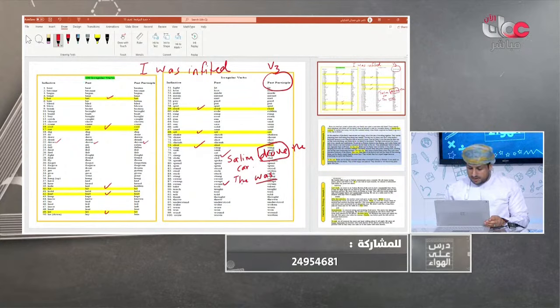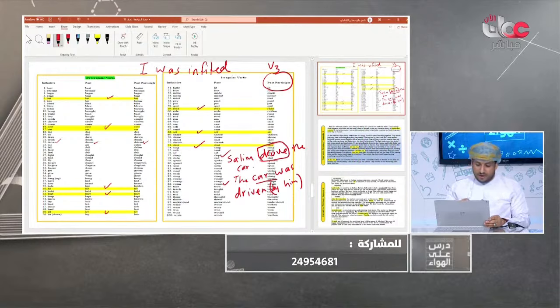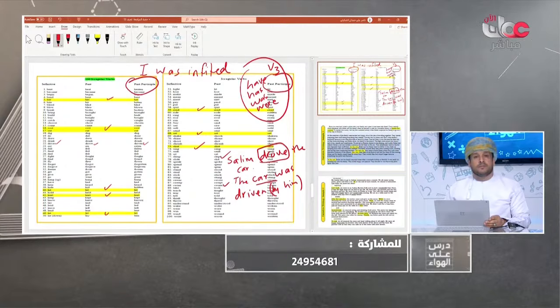So the car here, we'll just write it again. The car was driven, for example, by him or by Salim. So the past participle will be used after was, and after another one here: after have, after has, or was or were, you use the past participle.